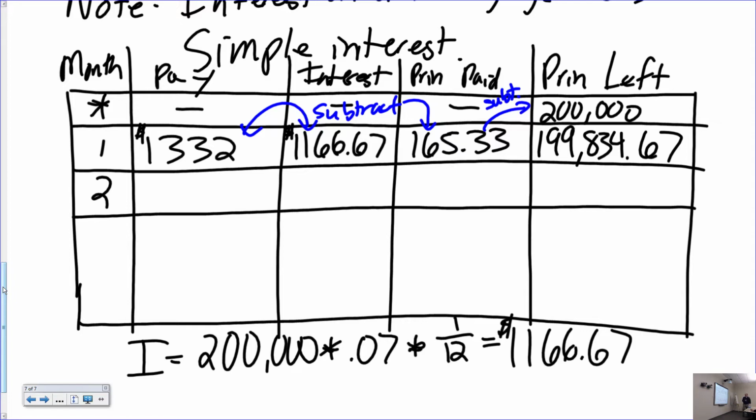What world do you live in? Come on. So we're going to pay an extra 500, and maybe that'll make a big difference, right? Let's see if it does. As long as you specify that it goes to principal. Oh yeah, you do have to specify that it goes to principal and not to the interest for next month.